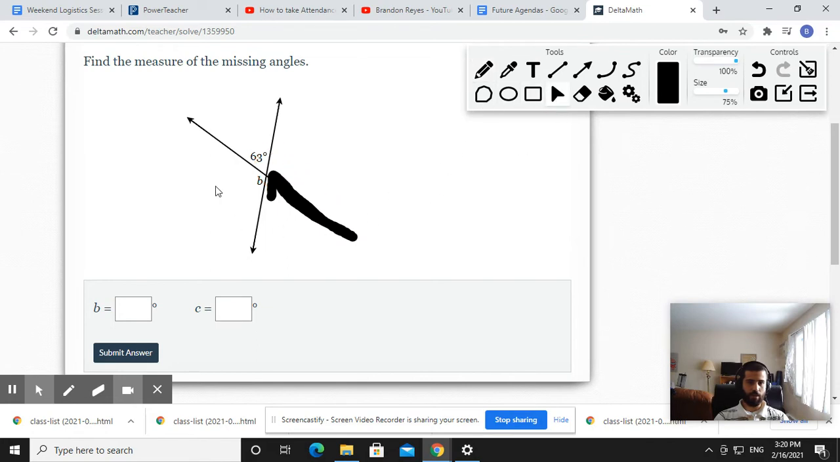And now we can see, okay, we have a line coming up from just the straight line here, and that's going to make this supplementary. These are supplementary angles. So that means we're looking at 180 minus 63. And that equals 117. So for B, we can just write that in there.